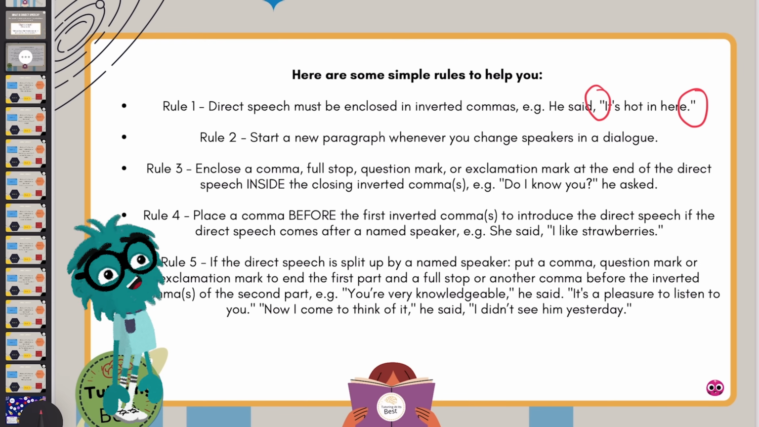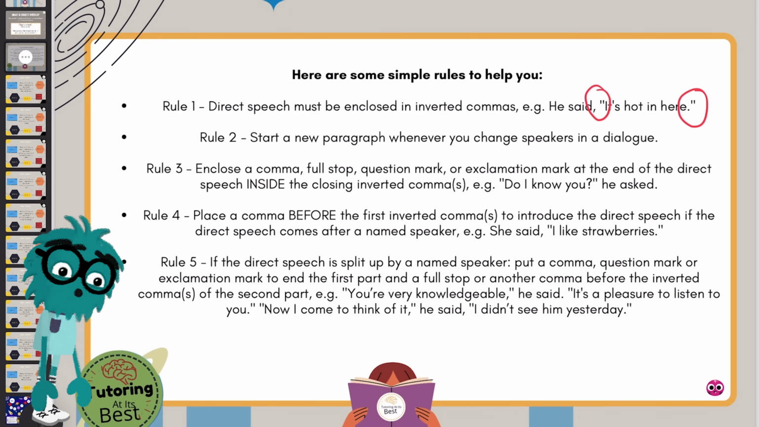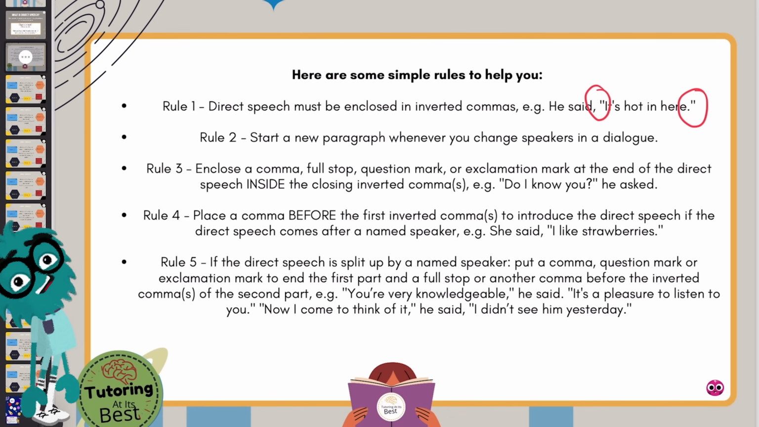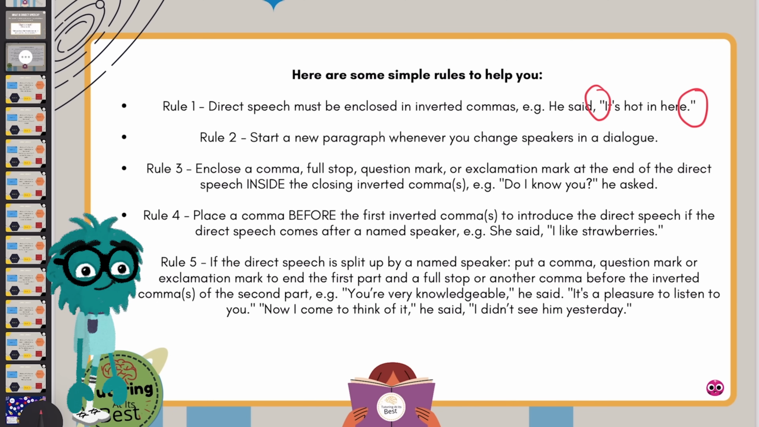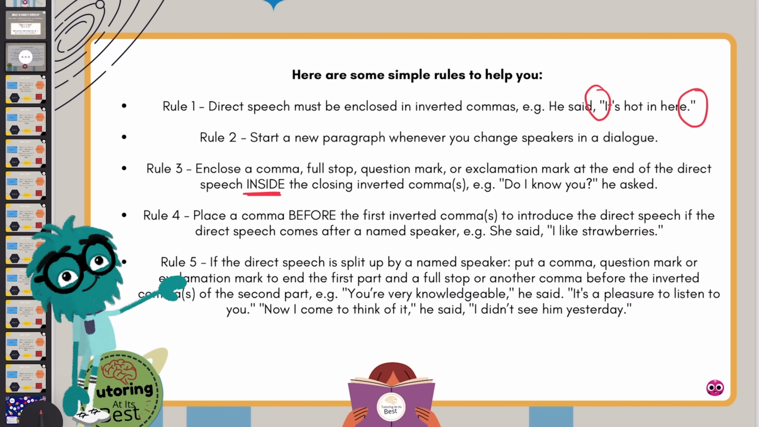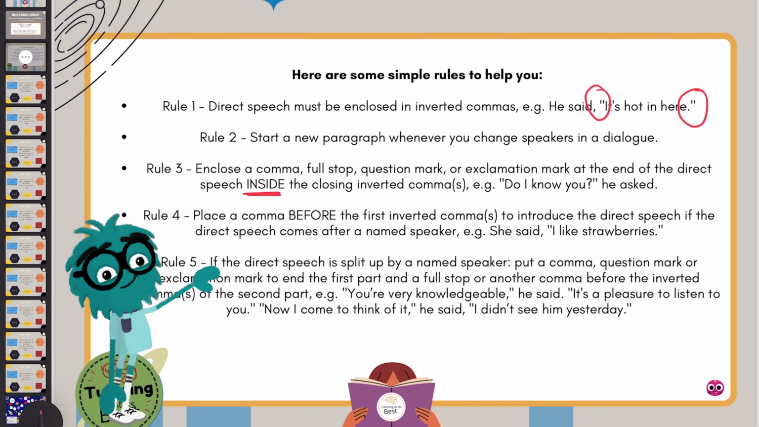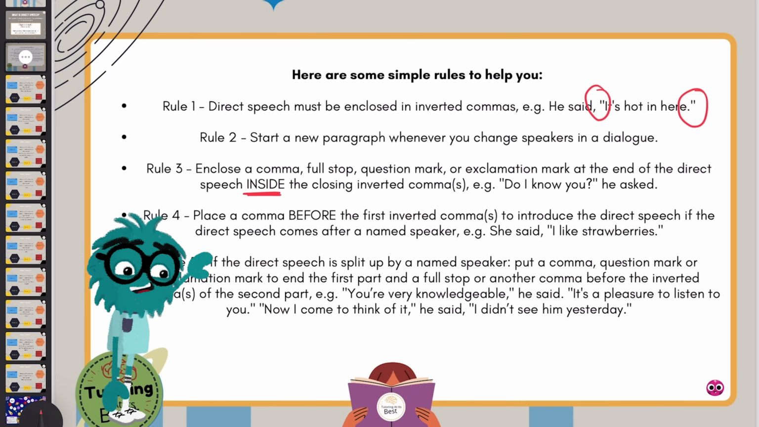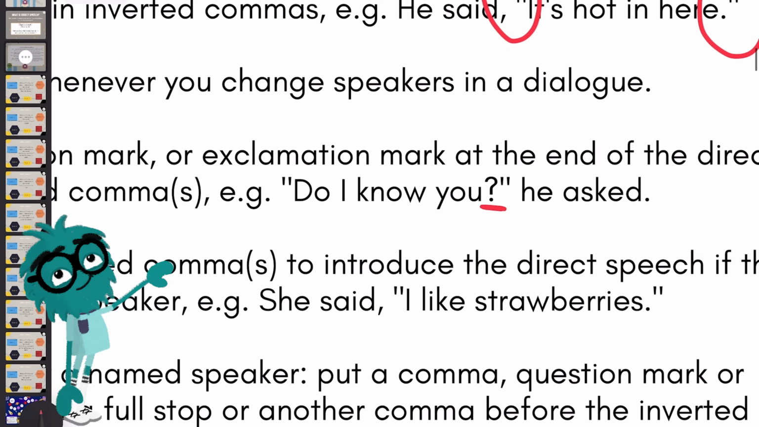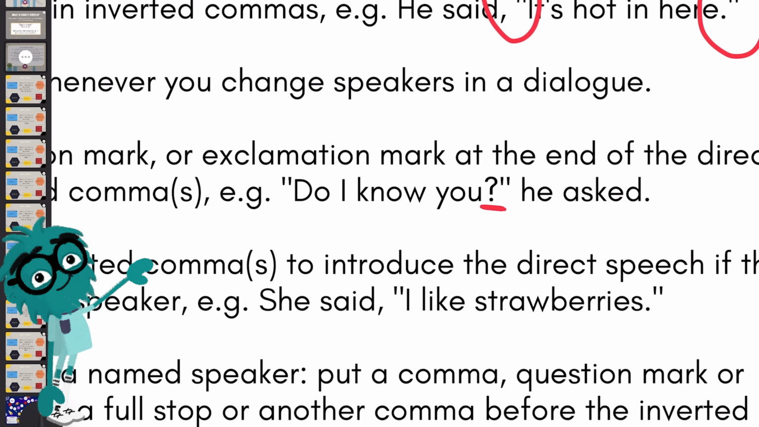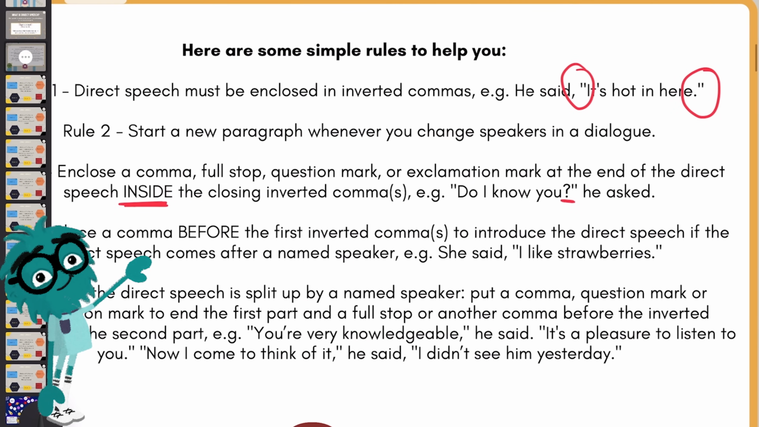And rule number 3, enclose a comma, a full stop, a question mark, or exclamation mark at the end of the direct speech inside the closing inverted commas or comma. For example, "Do I know you?" So as you can see here, the question mark is inside of the double quotation or inverted commas.